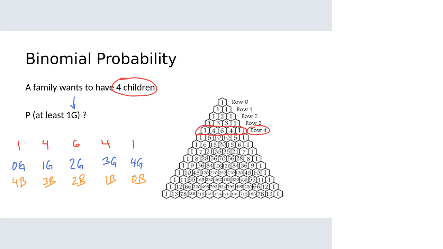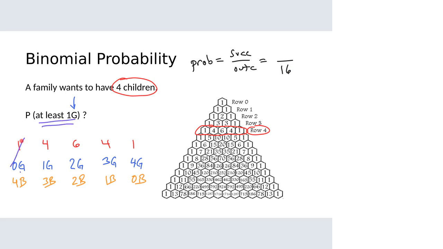Now, what we're after here is, what is the probability that they have at least 1 girl? Remember, probability is successes over outcomes. So the total number of outcomes is what we get when we add all of these together. So let's see, 1 plus 4 plus 6 plus 4 plus 1 is 16. So there's 16 different ways to have 4 children, and so that's going to be our number of outcomes. Now we just need to find our successes. And our successes here is anything that has at least 1 girl.